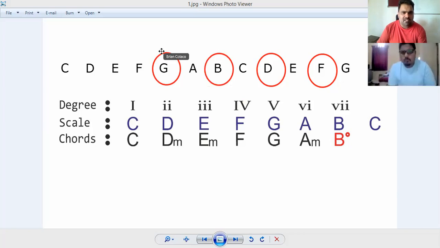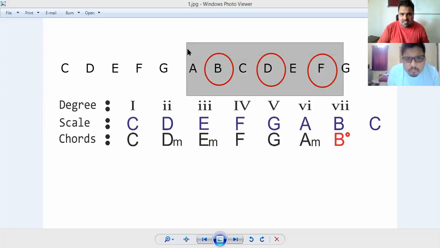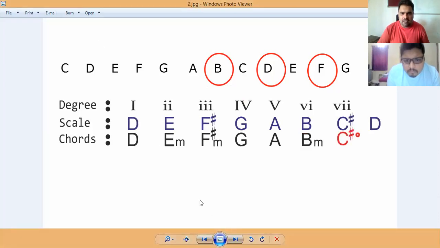The main reason I was explaining this was not mainly because of the dominant seventh, but just for you to know how we get all the chords in the C scale. Now let's move on to another scale. Now let's look at the D scale.